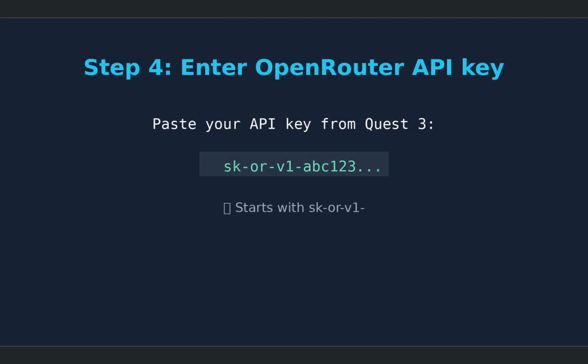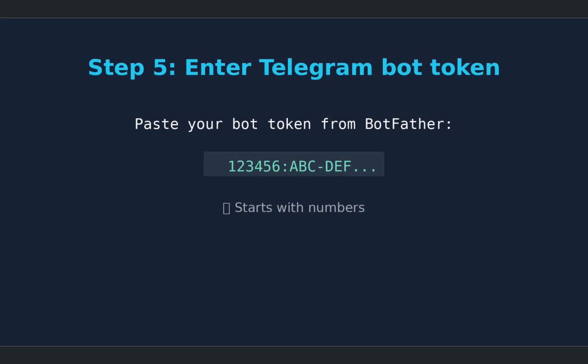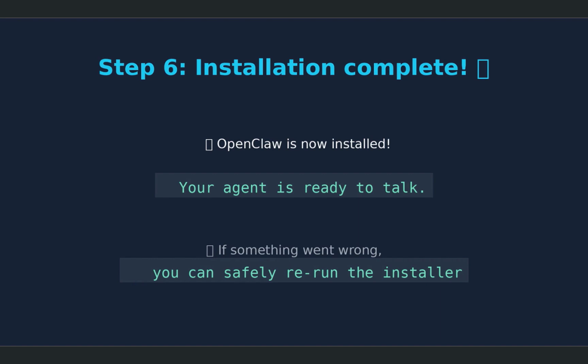When prompted, paste your OpenRouter API key from Quest 3. It starts with SK or V1. Next, paste your Telegram bot token from BotFather. It starts with numbers. That's it. OpenClaw is now installed on your server. Your AI agent is ready to go. If anything went wrong, you can safely rerun the install.